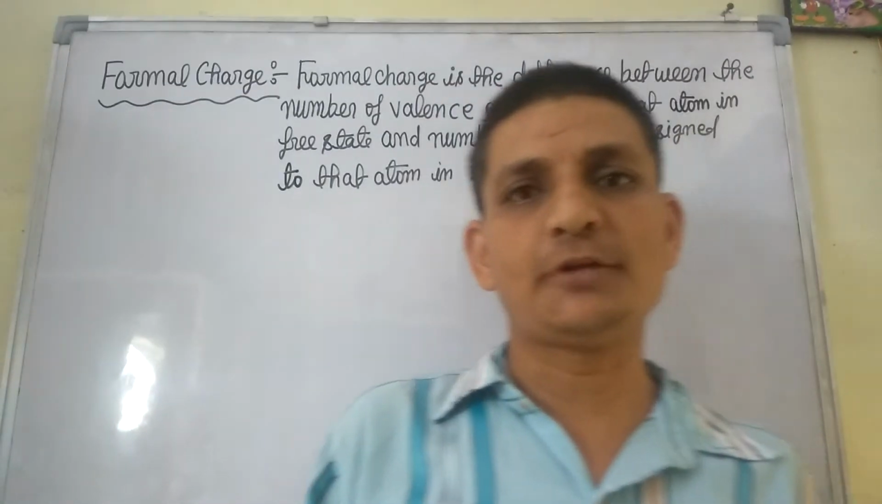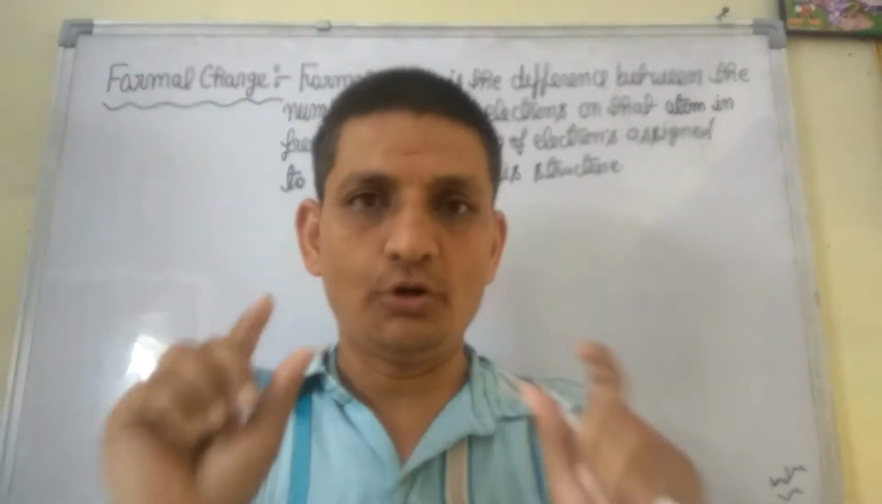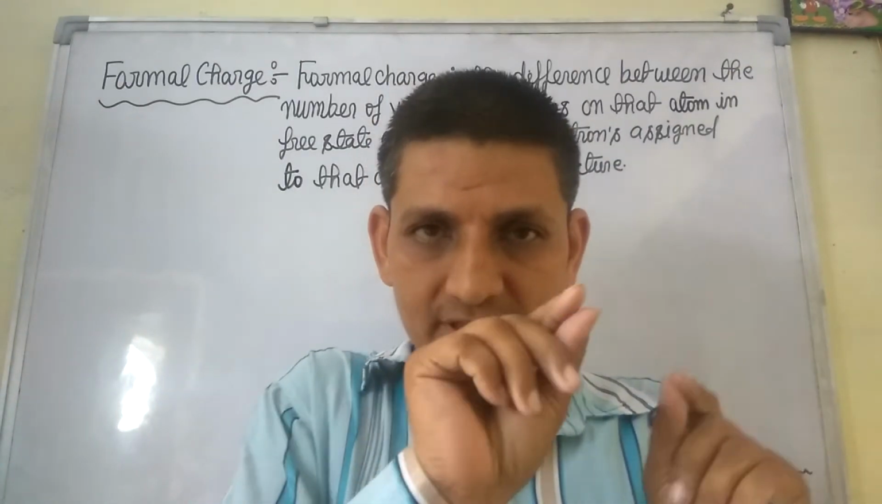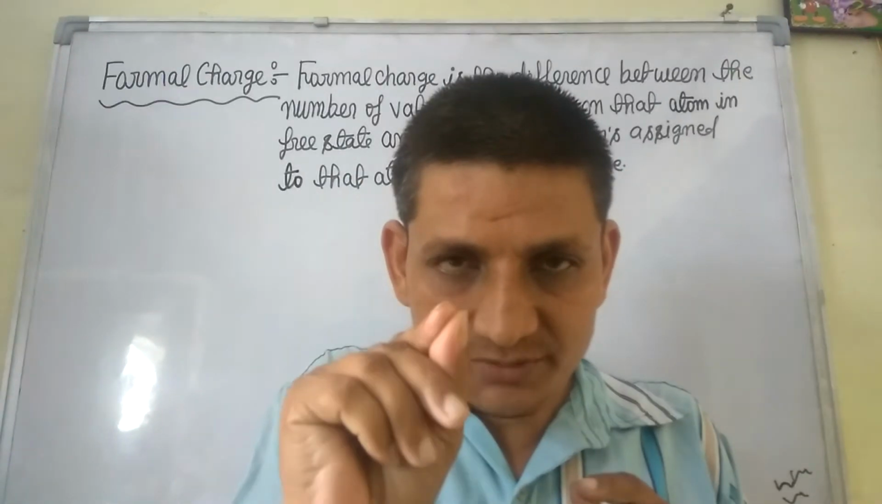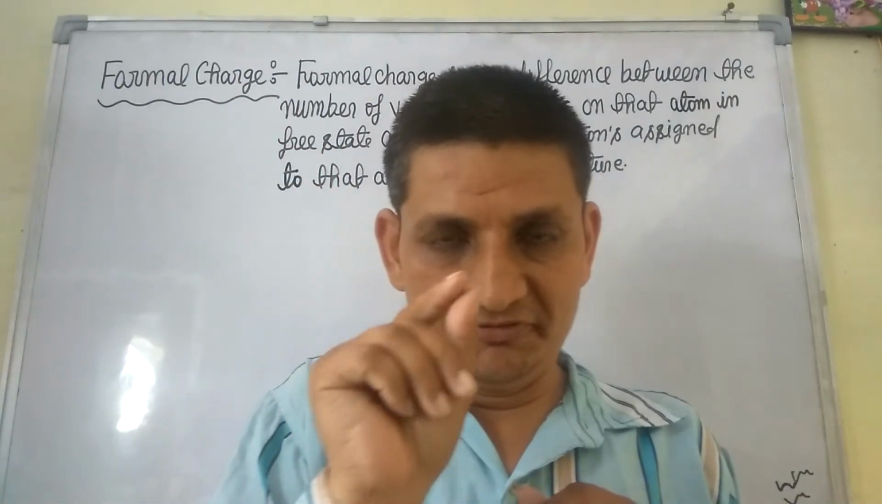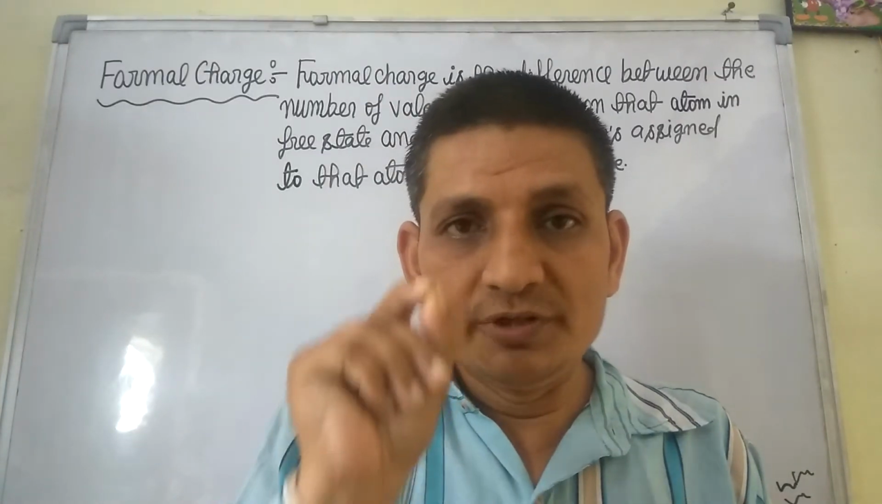Today I am telling you chapter 4, chemical bonding and molecular structure. In this chapter I am telling you the topic formal charge. Now the question is, what is formal charge? Formal charge is the difference between the number of valence electrons on that atom in free state and the number of electrons assigned to that atom in Lewis structure.